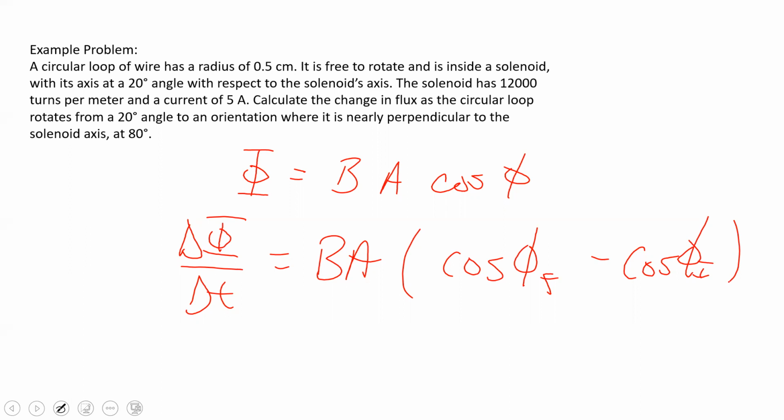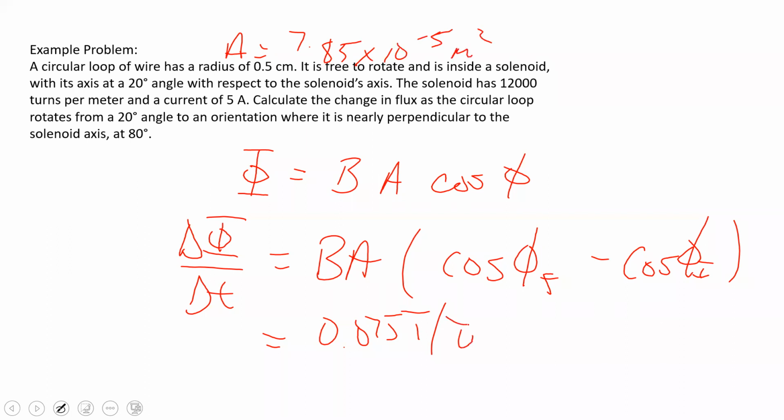And so we can calculate that. Our magnetic field was 0.075 Tesla. Our area is going to be 0.005 meters squared times pi, which is 7.885 times 10 to the minus 5 meters squared.